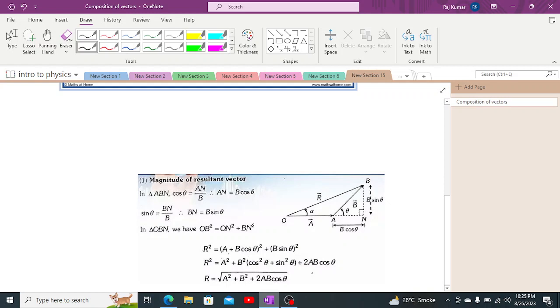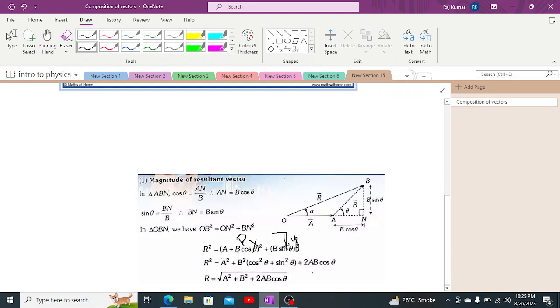Rx is A plus B cos theta, as you can see in the diagram, and Ry is B sin theta. Now, that is being made a bit complicated here. This is Rx, this is Ry. Previously we already discussed all this. So when we add them, we will have our answer as R square equals A square.